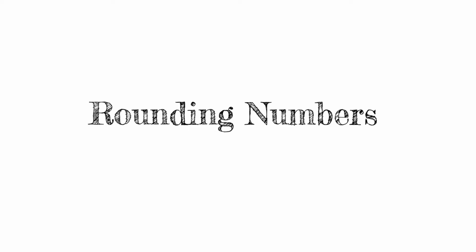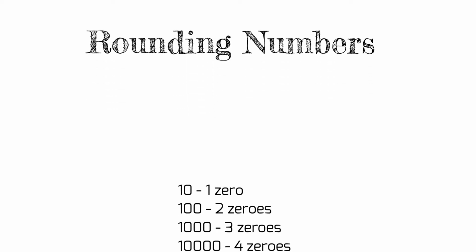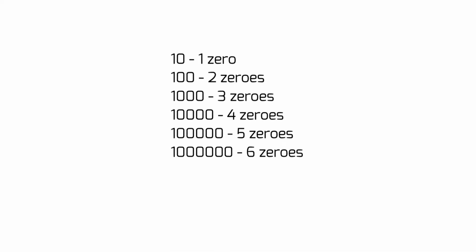Before we get started, what you need to know is this. Know that 10 has 1 zero in it, 100 has 2 zeros, 1,000 has 3 zeros, and so on and so forth. This will be important when rounding to different places, right?